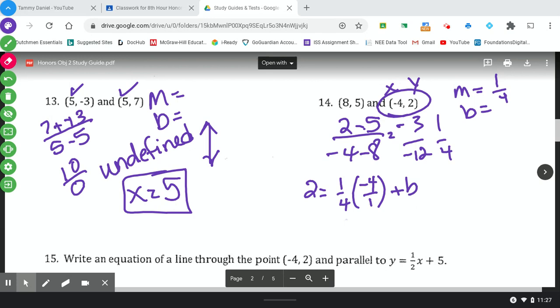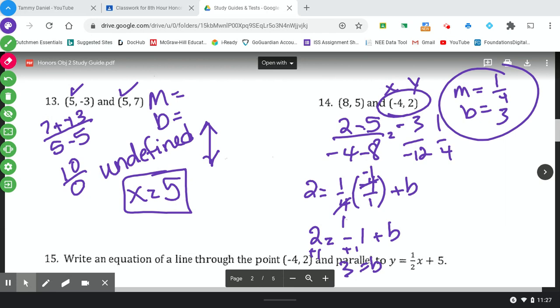We don't know b. So the 4's are going to cancel, leaves you a positive 1 here, and that's going to leave you a negative 1 there. So 1 times negative 1 is negative 1 over 1, which is a negative 1. If we add 1 to both sides, we get b is 3. So b is 3, m is 1/4, right? So we can plug that into our equation. Y equals 1/4 x plus 3.